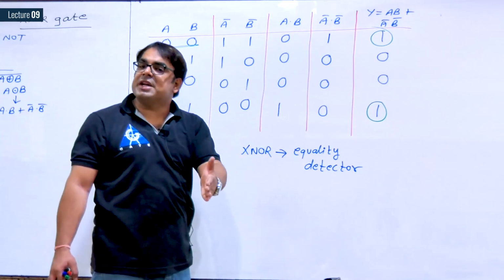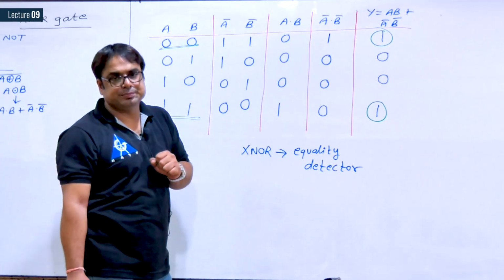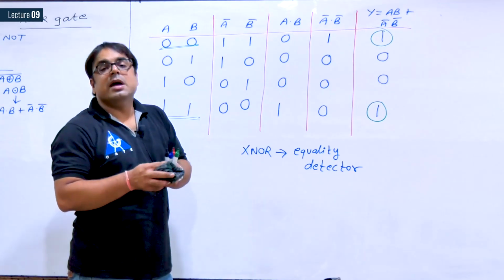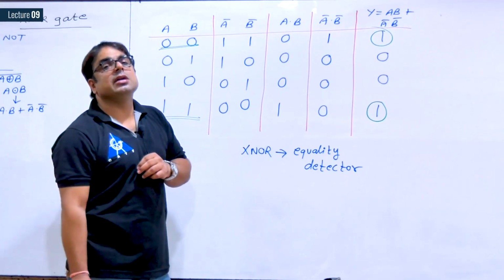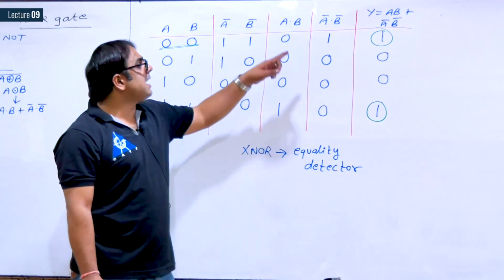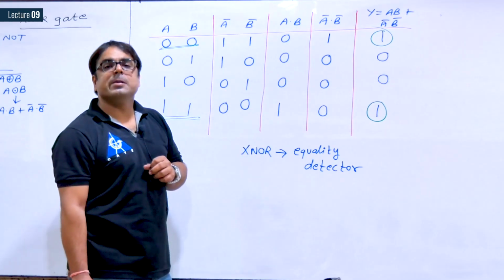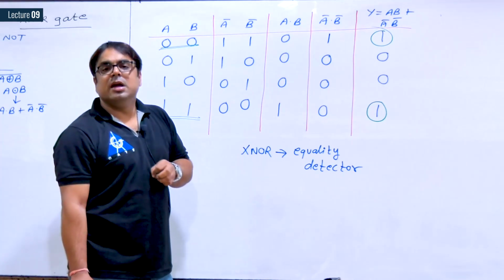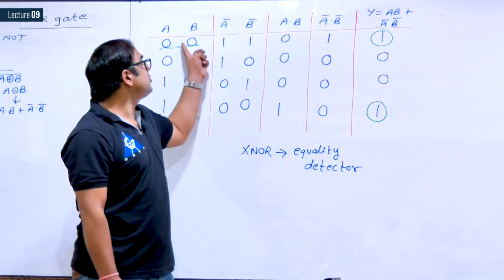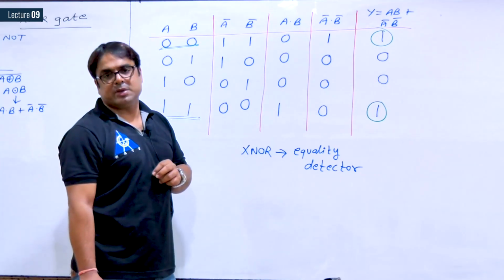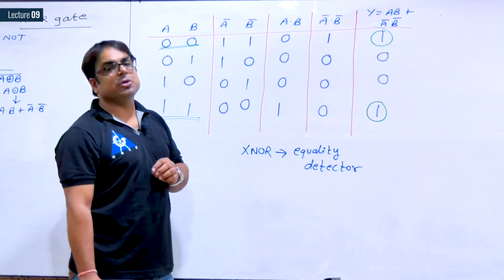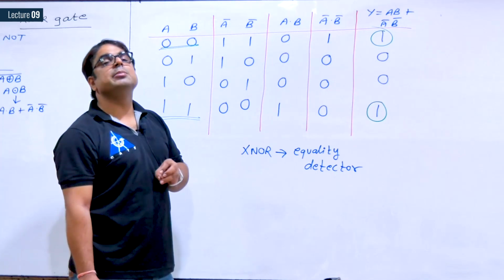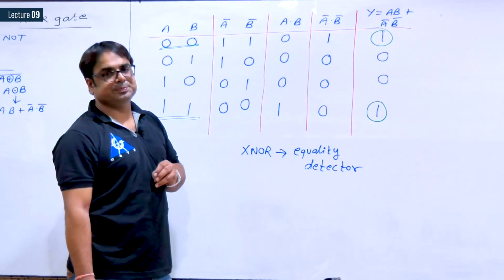So please write down the statement for the XNOR gate. XNOR gate is a logic gate whose output is at logic high when both the inputs are equal or same.